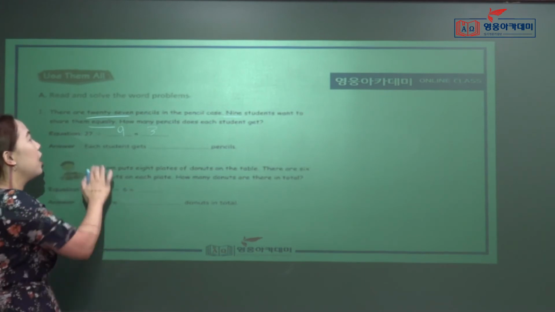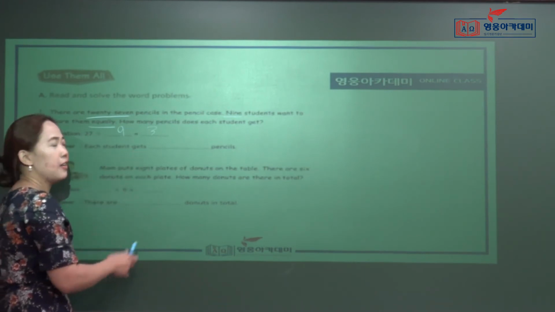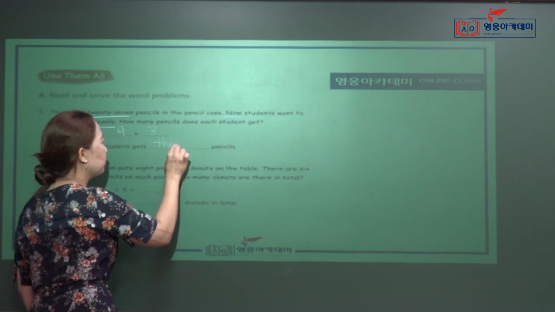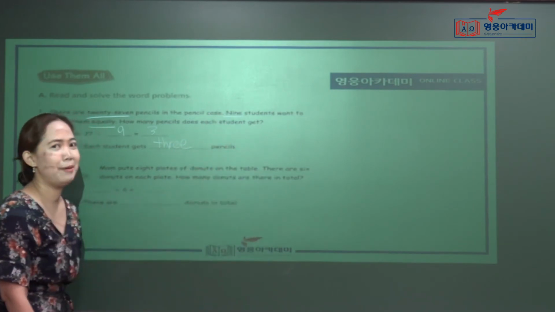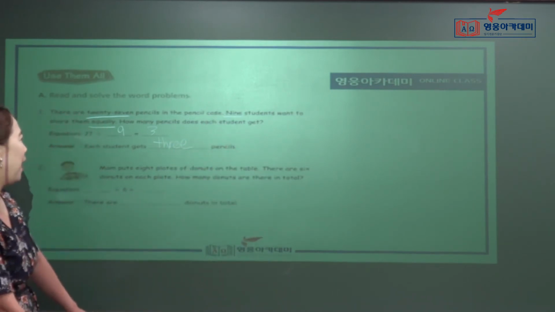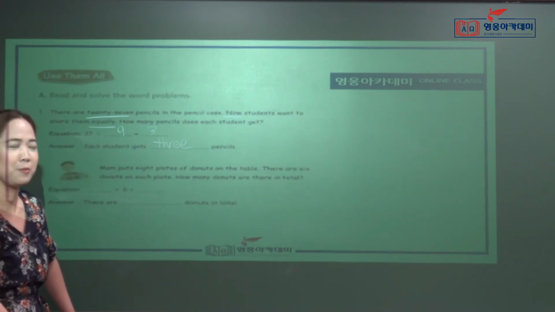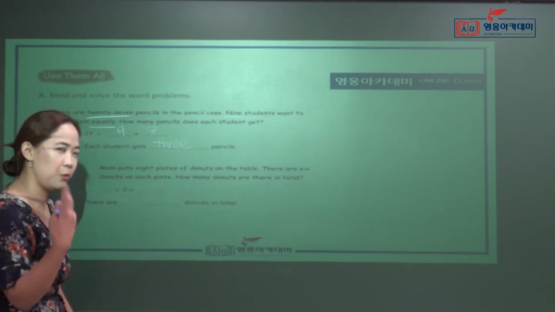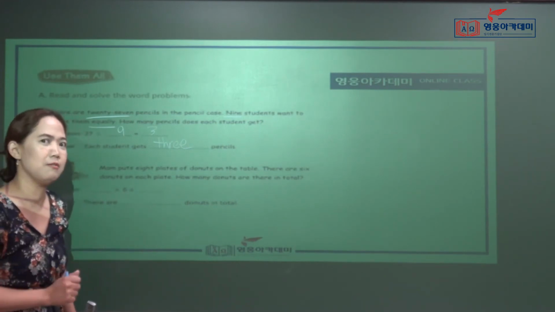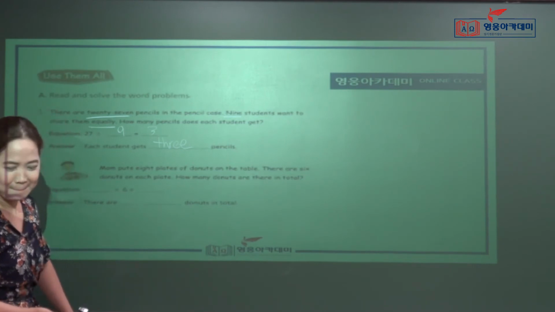Okay, what is the answer? Each student gets 3 pencils. Okay, how about for question number 2? All right, do it first and then we will answer it together. Right now, do it. Okay.